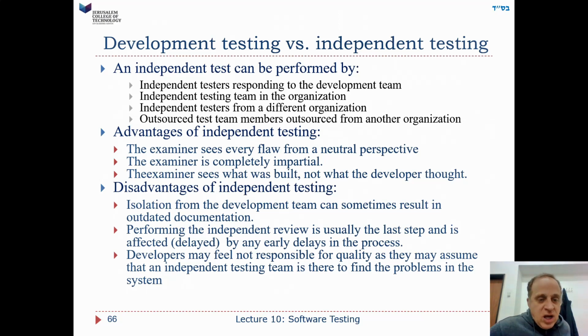Disadvantages of independent testing. Isolation from the development can sometimes result in outdated documentation. Right, the documentation can reflect a certain version, and as the development went on, they changed the way they were doing things, and the documentation was already written. Performing the independent review is usually the last step and is affected and delayed by early delays in the process. In other words, if I have an independent person doing it, it's probably going to be after the team says they finished. So that means they can't start testing until much later, and that slows down the whole process. Developers may feel not responsible for quality because they can say, well, that's not my department. Somebody else is going to test it.